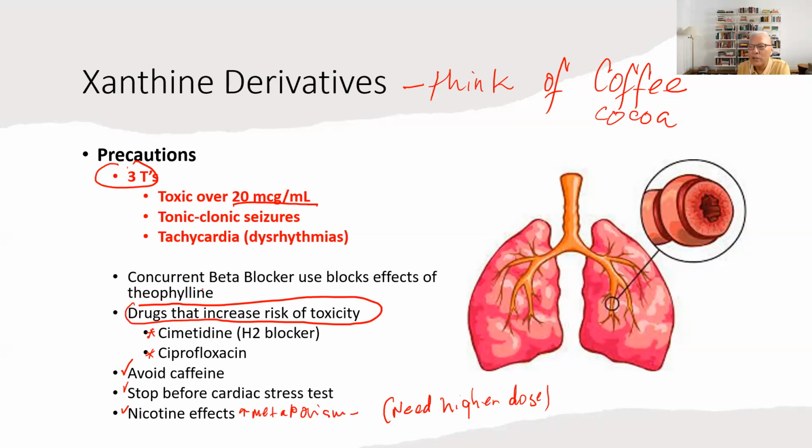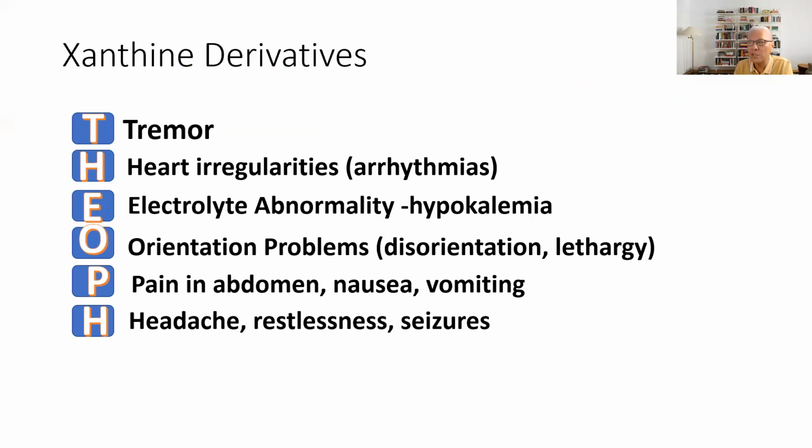And of course, concurrent beta blocker use blocks the effects of theophylline. So we all know that if we give beta blockers, we're counteracting the effects of theophylline. So those are the important precautions as far as xanthine derivatives are concerned. And some people have proposed that the way that you remember this is to think about THEOP. So T for tremors, H for heart irregularities, E for electrolyte abnormality, disorientation for O, and pain in the abdomen, as well as headache, restlessness, and seizures. So I don't know if this is going to help you, but sometimes it does help to remember what we are looking for as far as xanthine derivatives.